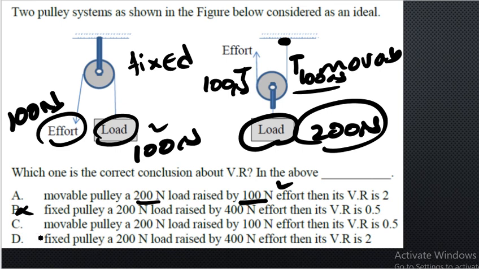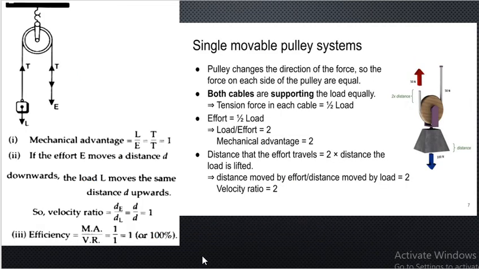That's wrong. C, movable pulley, 200 Newton load raised by 100 Newton effort. The velocity ratio, we'll discuss that, A and C, and again the same for D. But try to remember, in case of a fixed pulley, the load and the effort are the same, so the mechanical advantage will be 1, and the distance moved by the load and the distance moved by the effort will be the same, so the velocity ratio will be 1 in case of a fixed one.